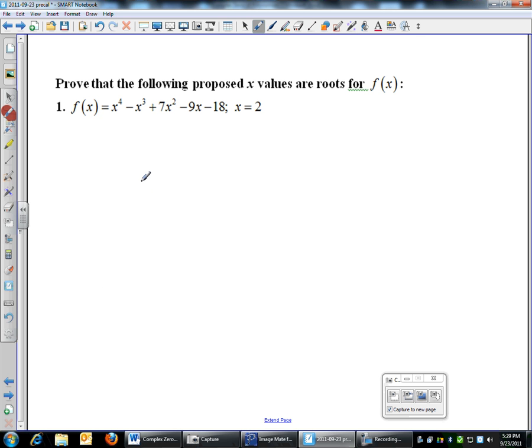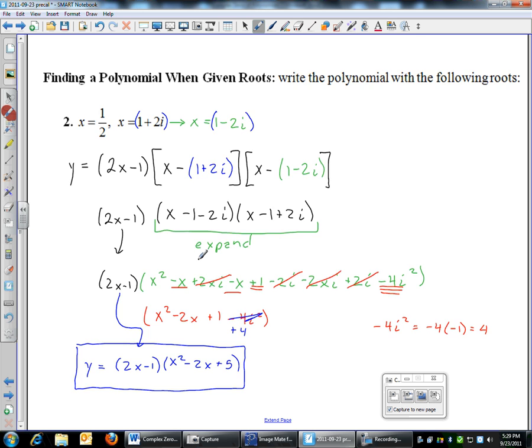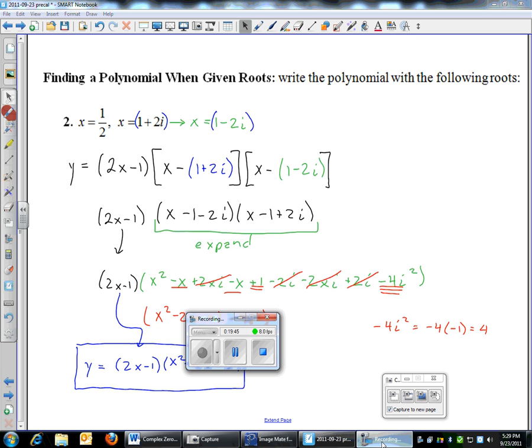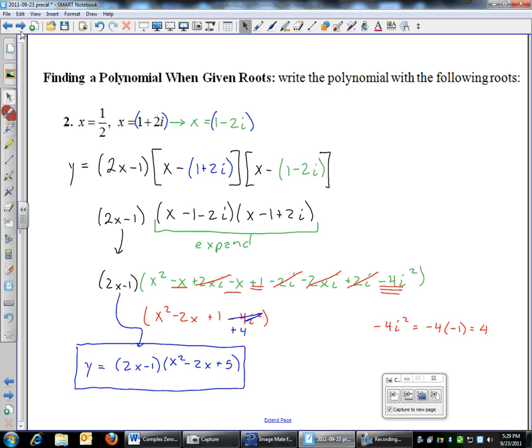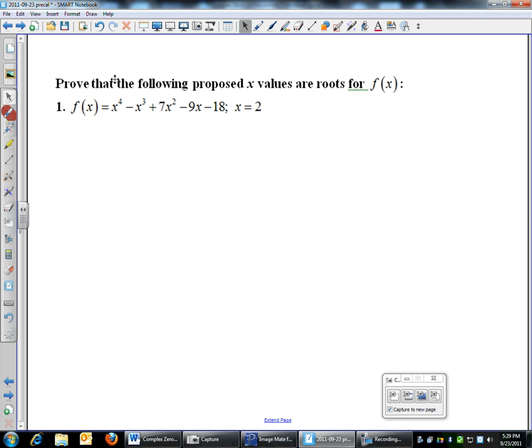Something a little bit easier. What we just did, I believe, is the hairiest and most cumbersome part of this section, and that's the tough part. 19 minutes. We've got to finish up soon. That's probably the toughest part. So something that's a little bit easier: prove that the proposed x value is a root, or are roots. So I need to prove that x equals 2 is a root for this function.